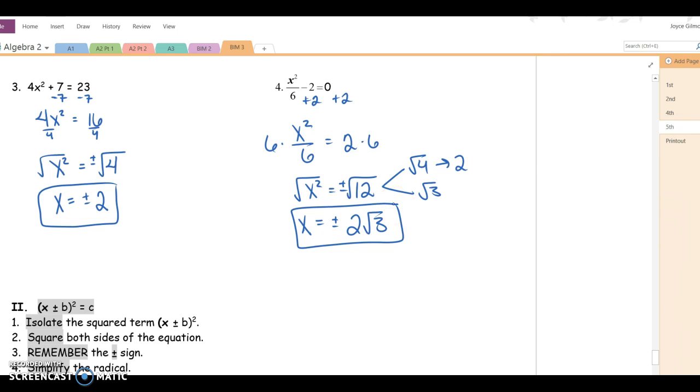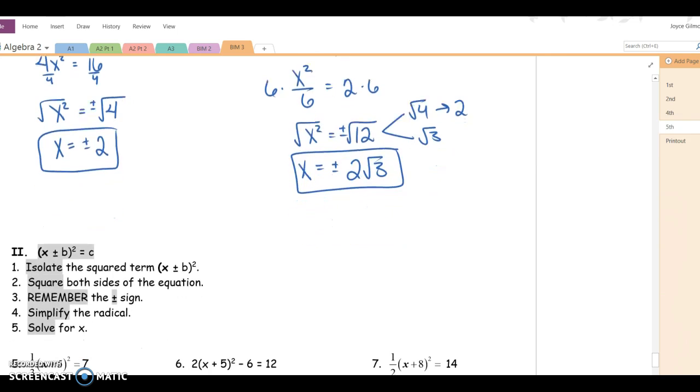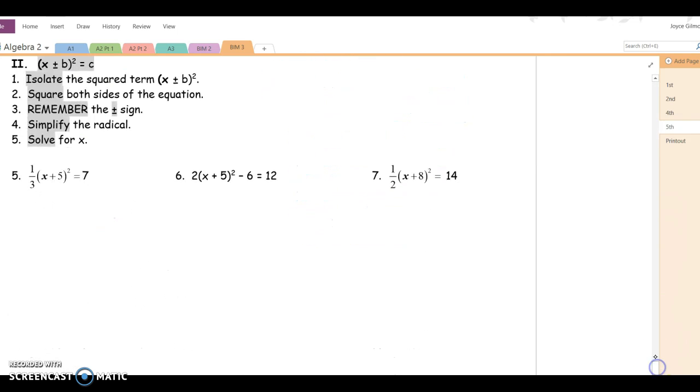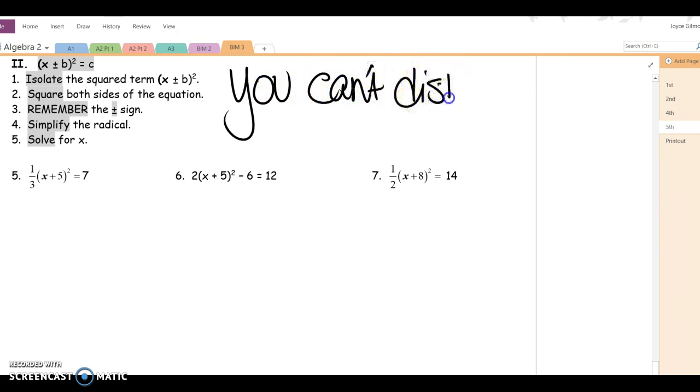Okay. What if your squared term is a set of parentheses? Now take a look at number 6. We're actually going to do number 6 first, and then we'll go back and do number 5. Number 6, when you see a 2 in front of a set of parentheses, what are you tempted to do? Okay, now I'm going to be a little bit ridiculous about this, but you can't distribute.